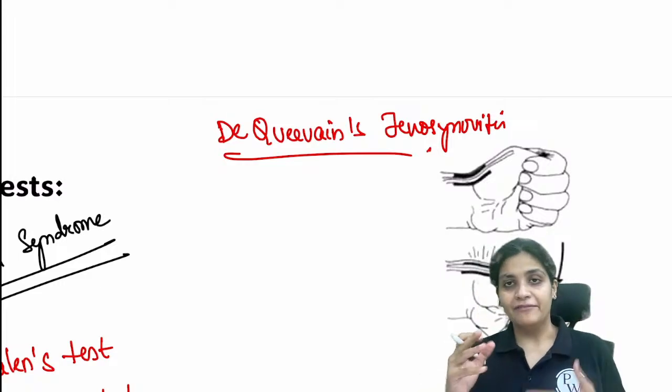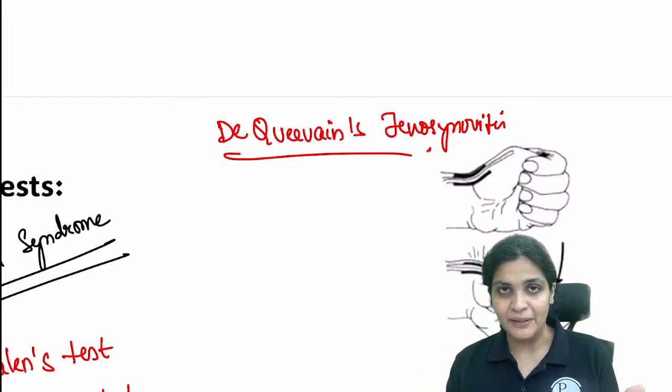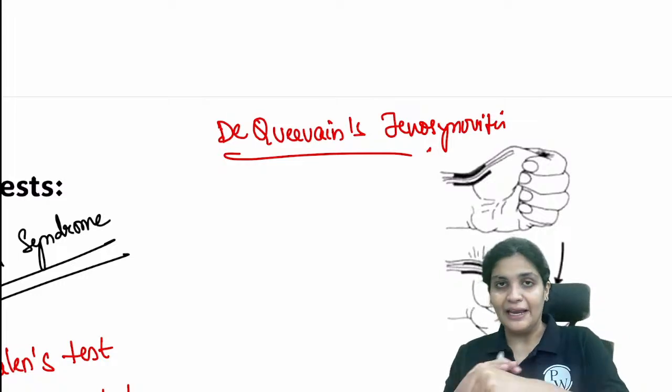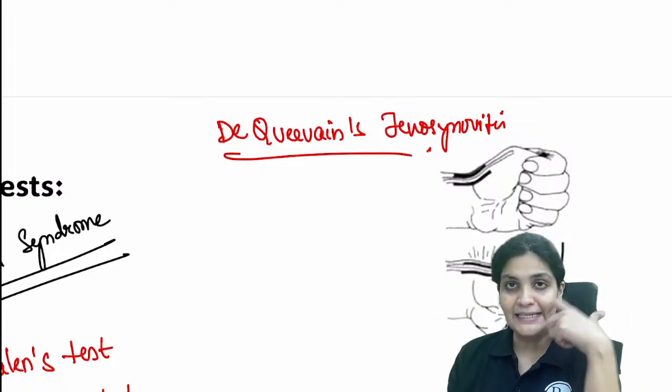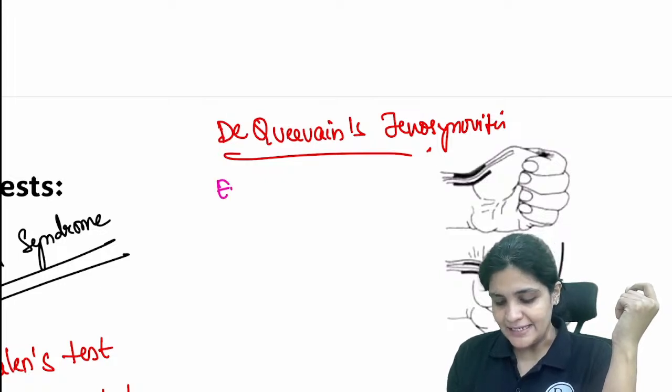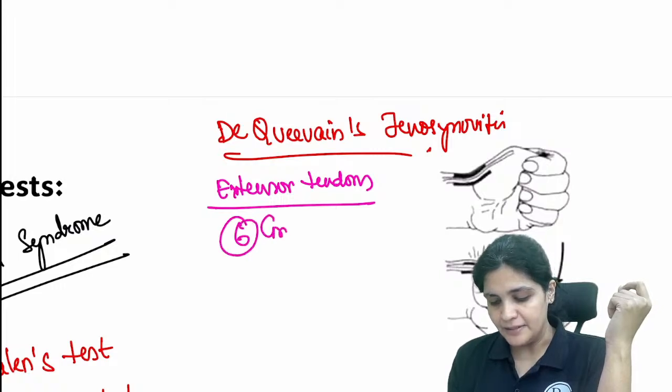So now we are done with carpal tunnel syndrome. That is one of the special tests which we have learned, and the second one is again related to the wrist joint. If you remember, the extensor tendons are placed in 6 compartments, right? So they are placed in the 6 compartments.